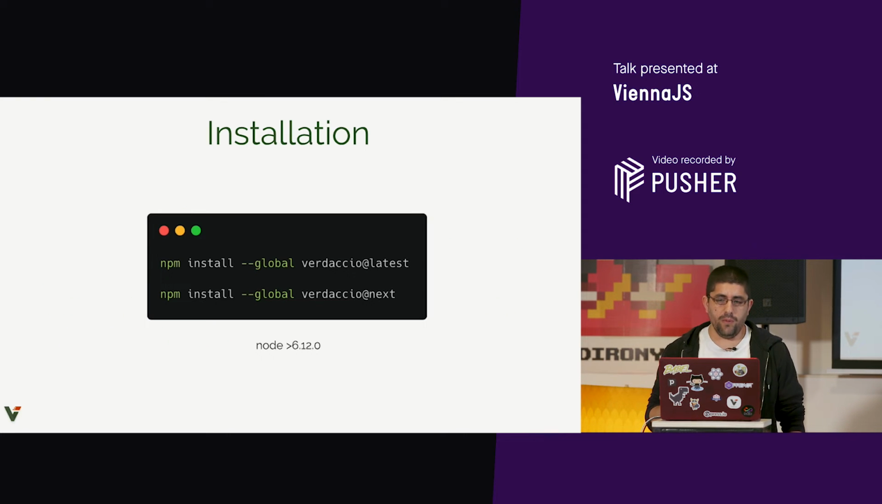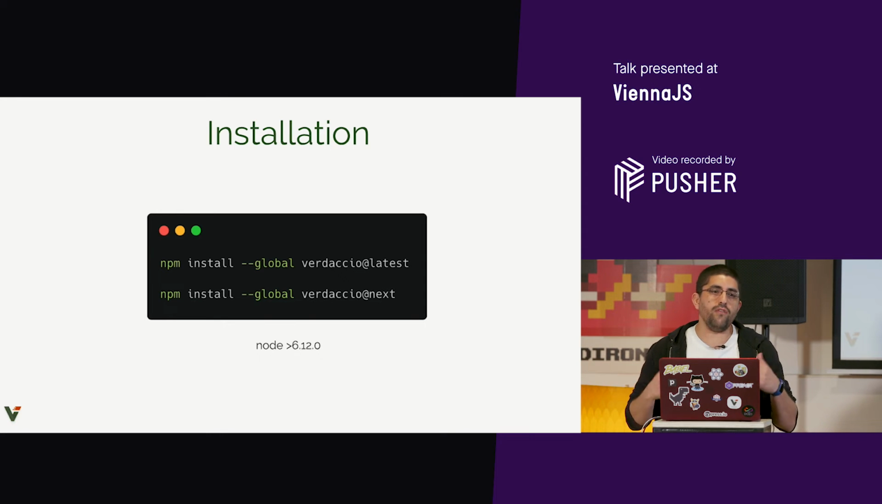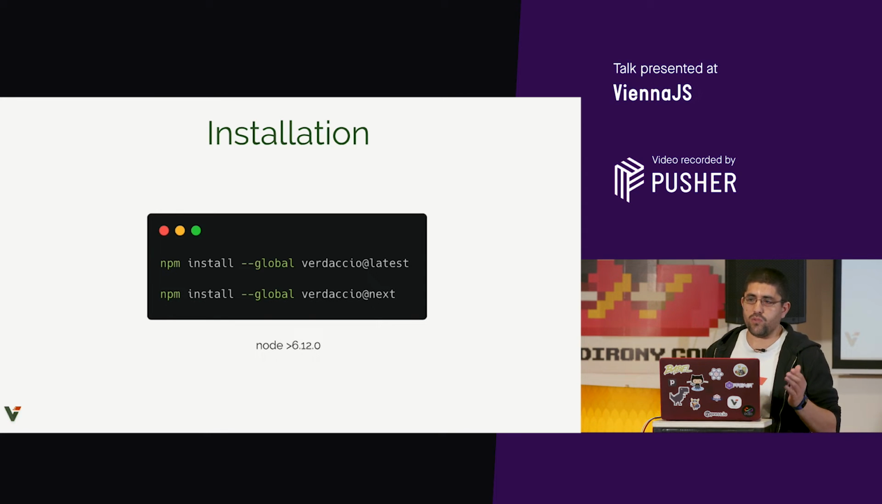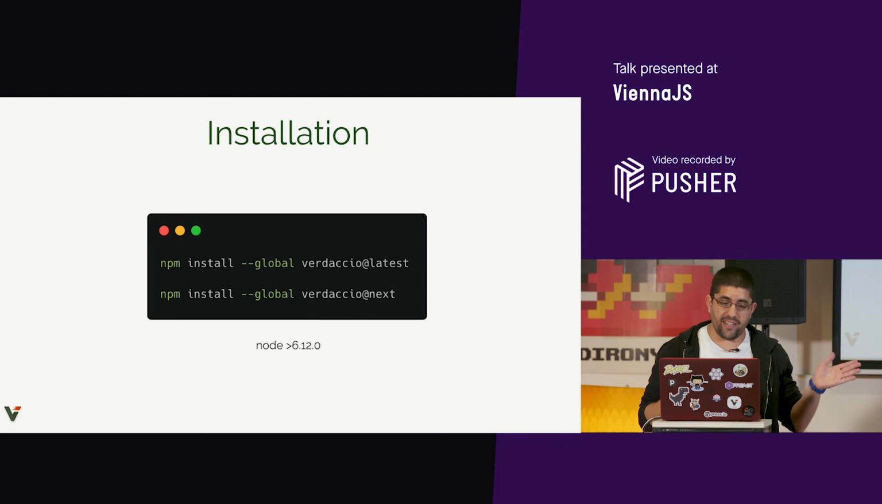Install Verdaccio is really simple. You only need to install the package globally and you are set. If you are a web developer and you are willing to try the latest features, I would recommend to use the next tag. Remember, Verdaccio only works with Node.js 6 as minimum.